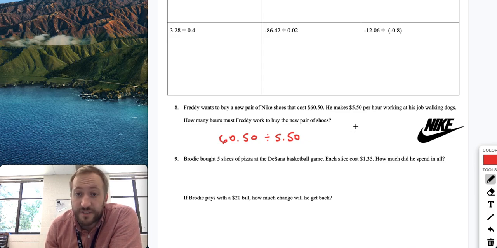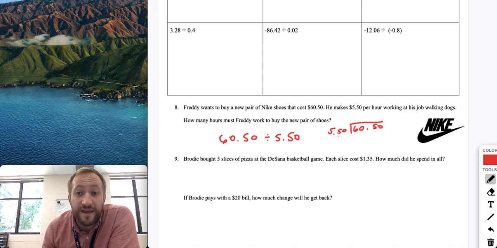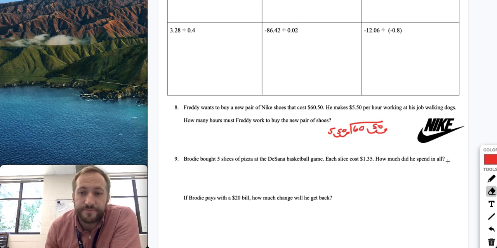The first number always goes inside the box, 6050. I'll put the other number, the divisor, on the outside. Now, if we have a decimal right here, we have to turn it into a whole number. So looking at this, I'm going to move it twice to turn this into a whole number, 550. If I move that one twice, I got to move this one twice. So now let me write my new problem. Actually, let me write it over here. Kind of ran out of room. Let me write it back over here.